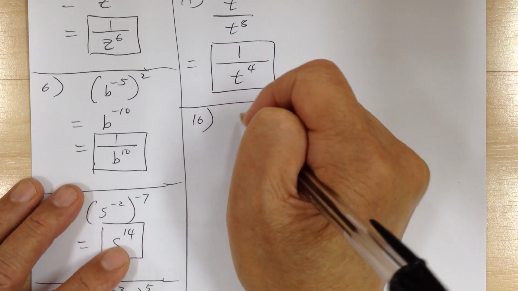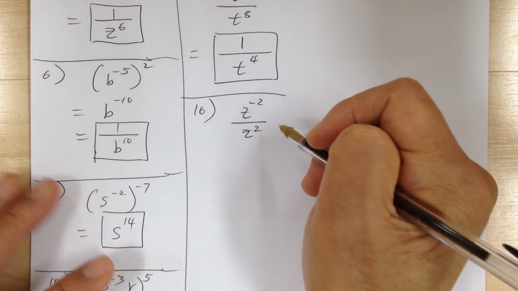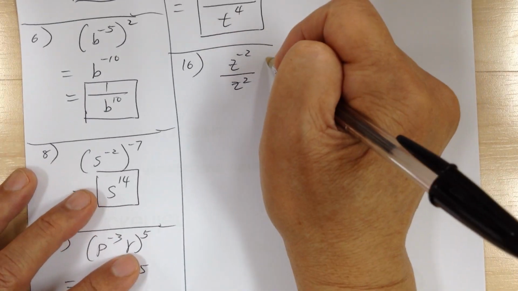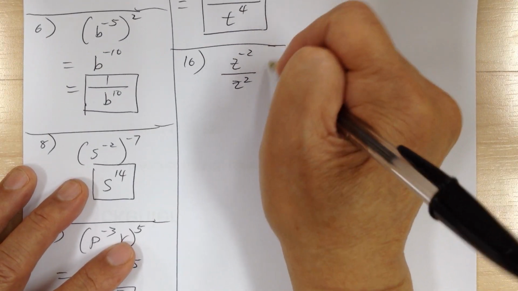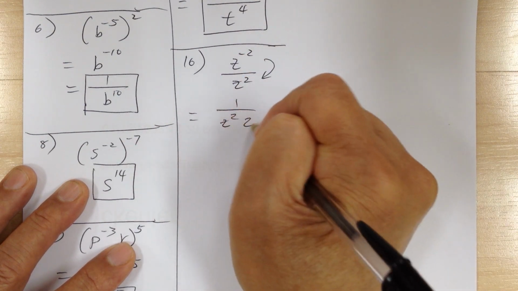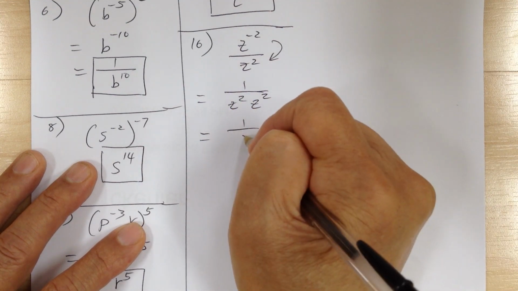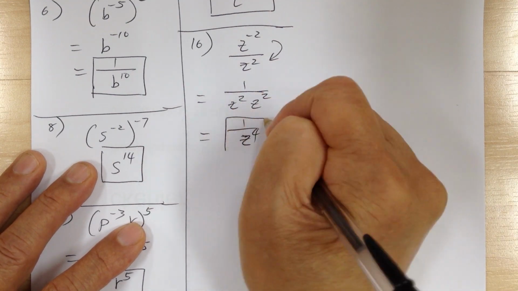Okay, number 16, you got z to the negative 2 over z squared. Okay, this one you can do the flipping. Again, there are many ways you can do this. So you do the flipping, so this will equal 1 over z squared, z squared. And you're going to get 1 over z to the 4.